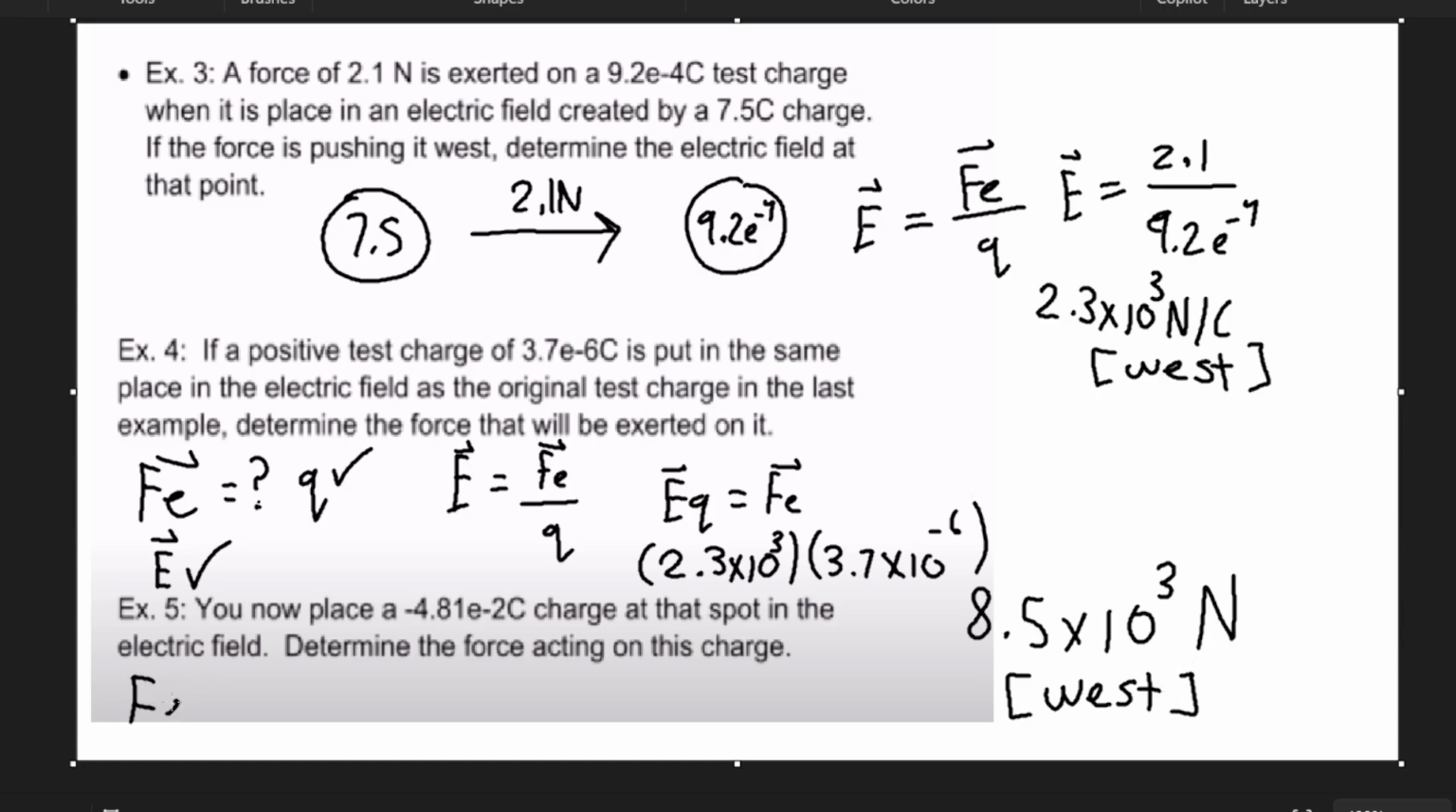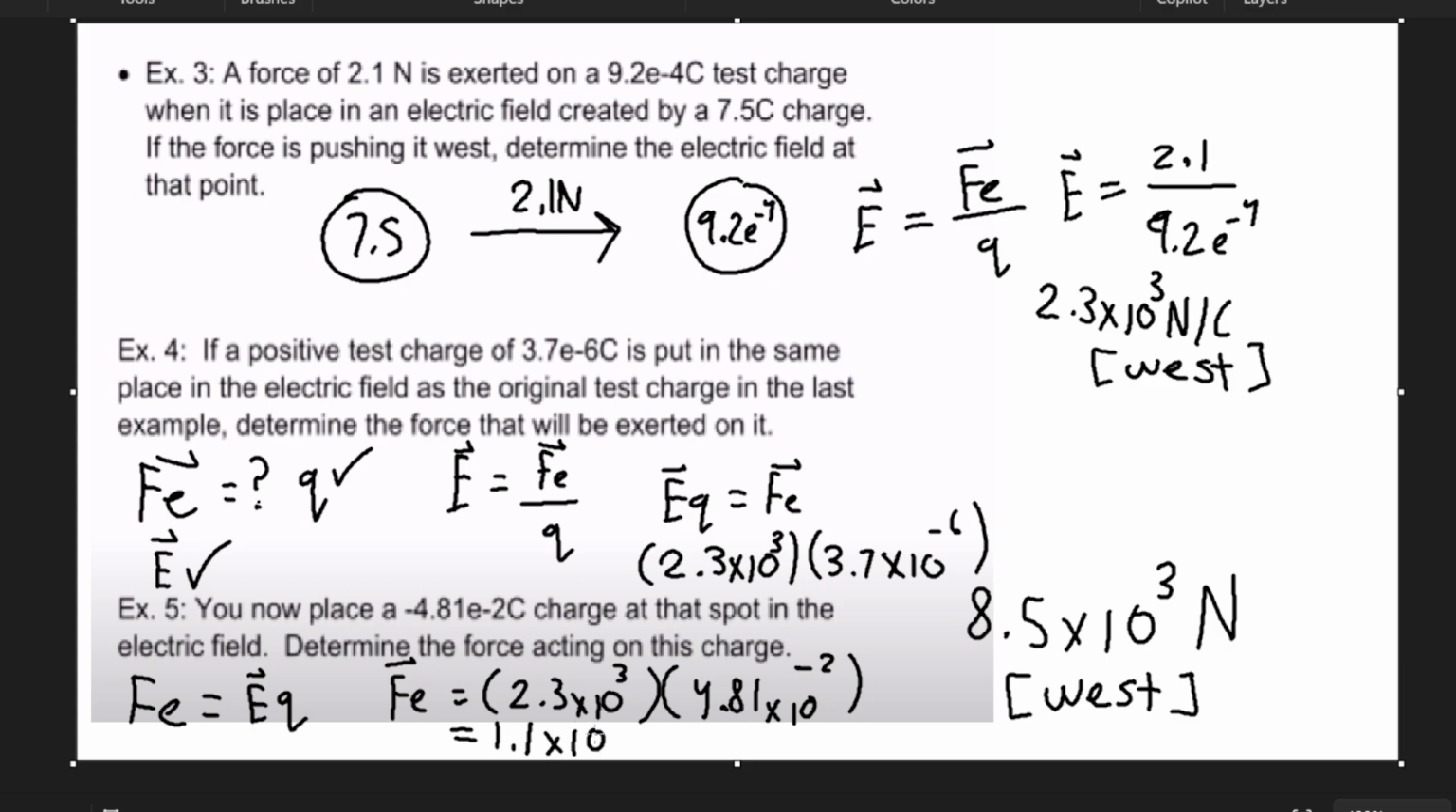Alright, same thing. Fe is equal to EQ. Fe is equal to 2.3 times 10 to the 3 multiplied by the charge, which is now 4.81 times 10 to the power negative 2, and we always take the absolute value of Fe. That gives us 1.1 times 10 to the 2 newtons east, because now it's being attracted to the charge, because we know it's negatively charged.